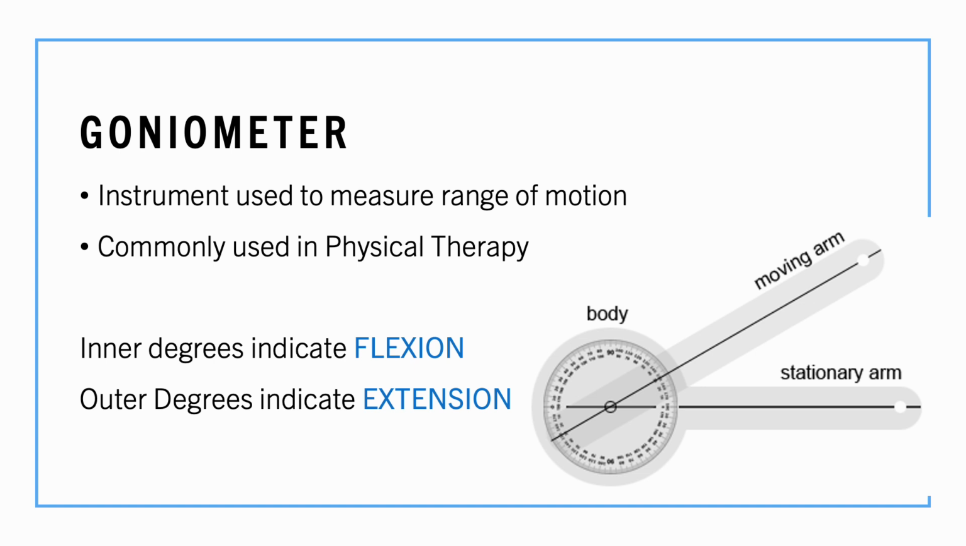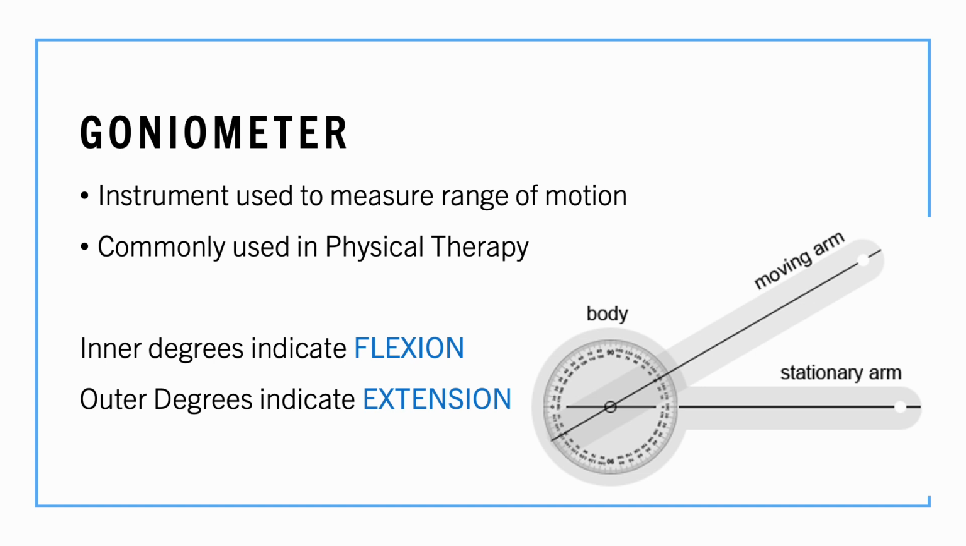So a goniometer is an instrument that's used to measure range of motion. That's a hard word for me to say for some reason. It's commonly used in physical therapy. I can say that I personally have never used one in practice, but I have seen physical therapists that I work with use one.